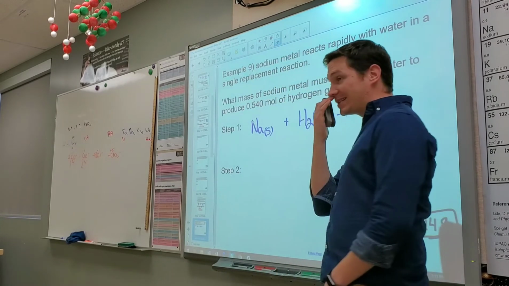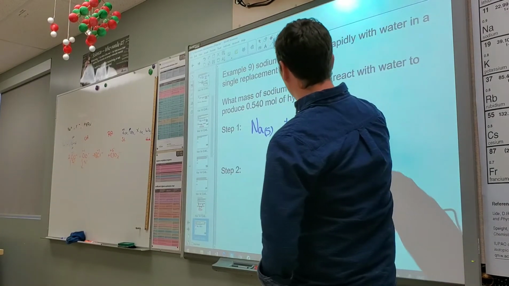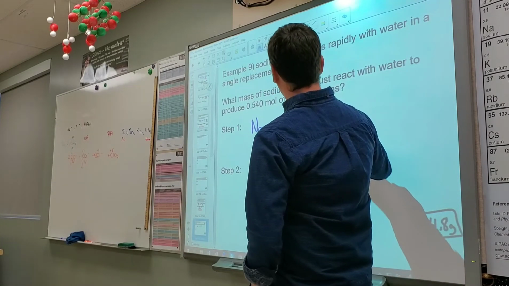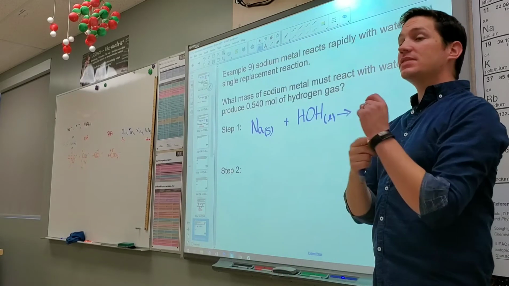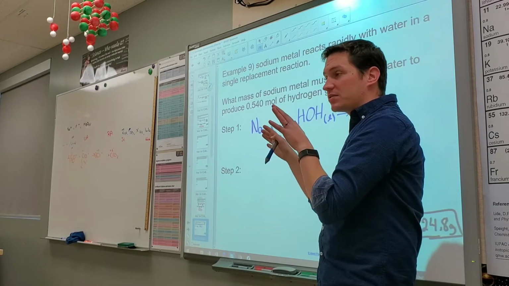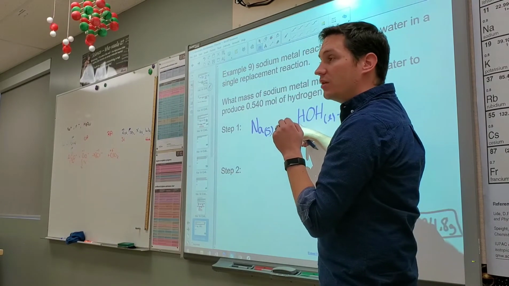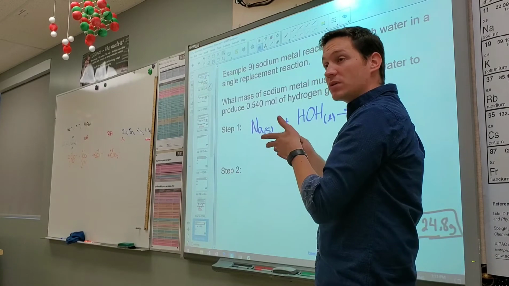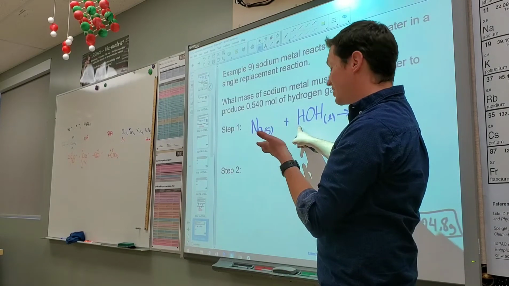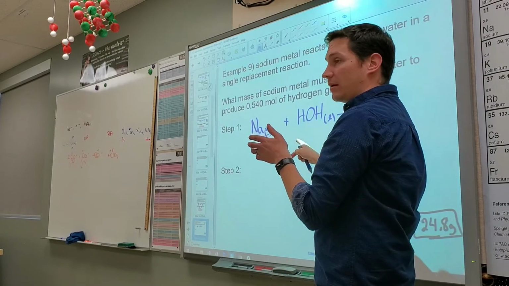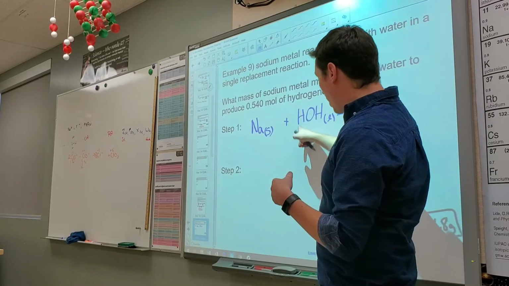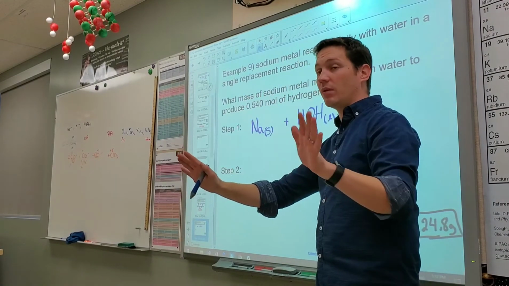Because I have water reacting in a single replacement reaction, it's a great idea for us to write it as HOH. Now, the reason why is, remember, you can think of water as being two different parts. There's the first hydrogen, which is like a proton, like a hydrogen ion. Well, if that first H is a hydrogen ion, what's the OH going to be? A hydroxide, right? You can think of this as a positive and a negative. It's a molecular compound, but it'll help.